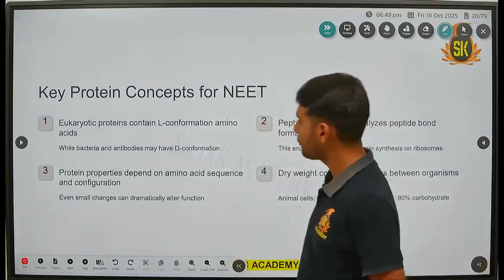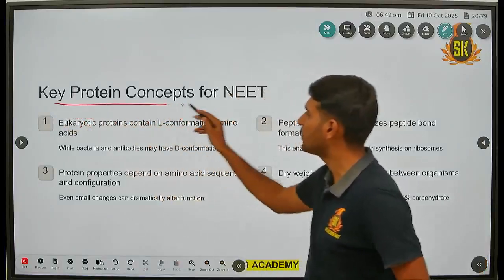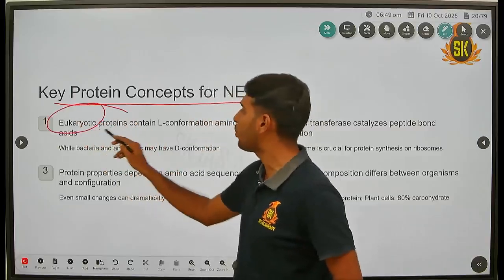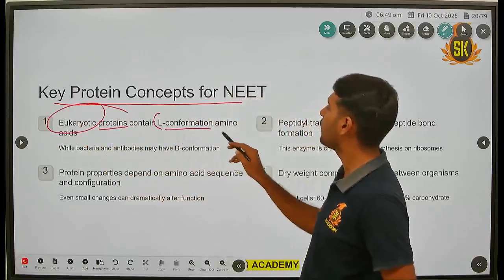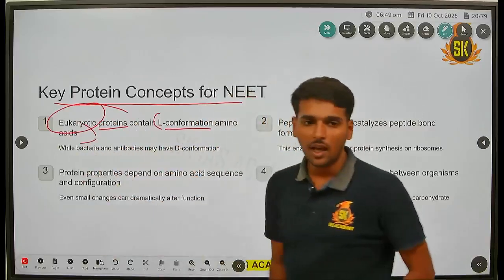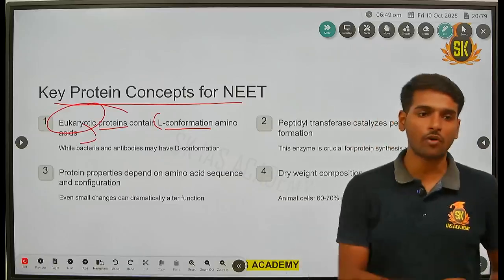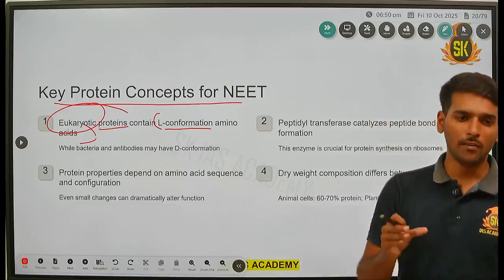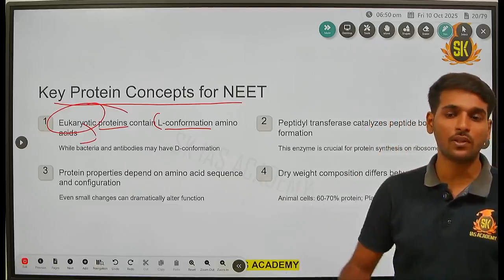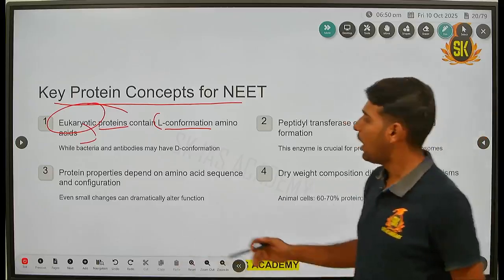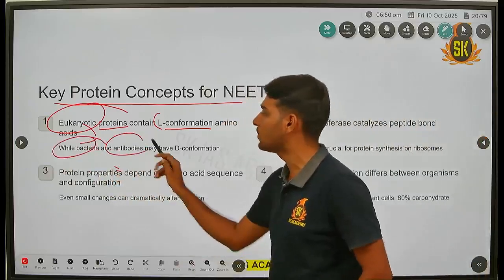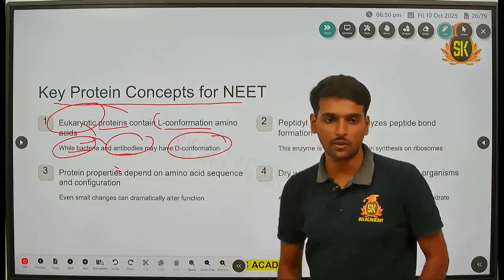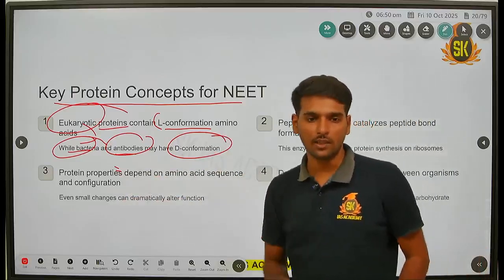Some extra points to consider for NEET. In eukaryotic organisms, proteins consist of the L conformation of amino acids. What is L conformation? It is not levorotatory. It just suggests that one of the functional groups, that is the alcohol group, is present on the left side. While bacterial proteins and antibodies have D conformation, opposite to that structure.